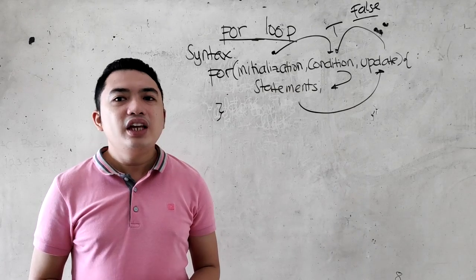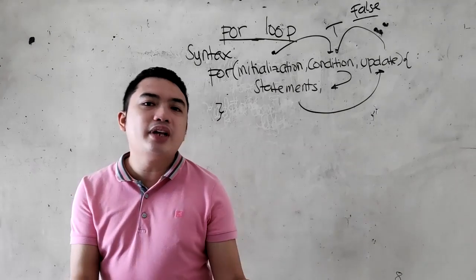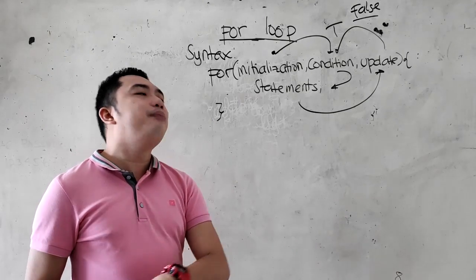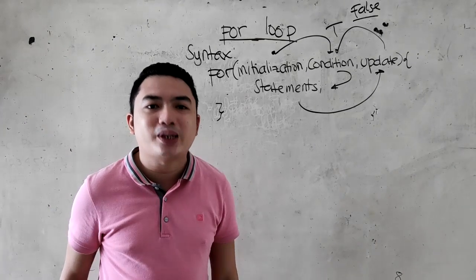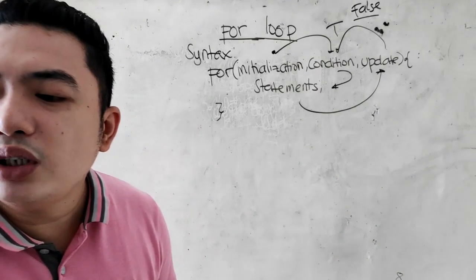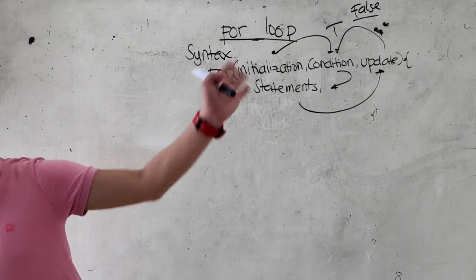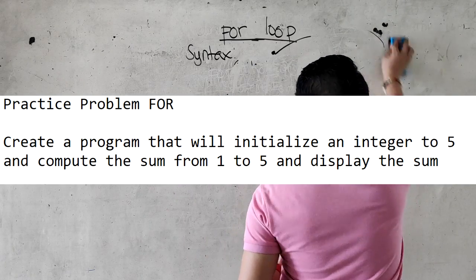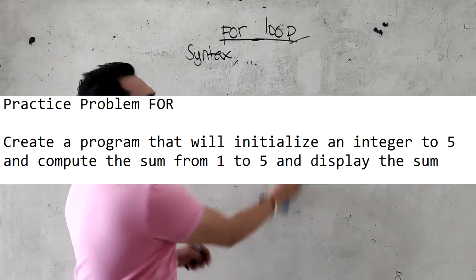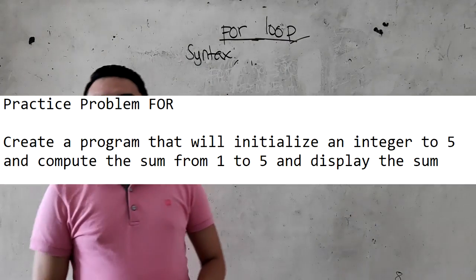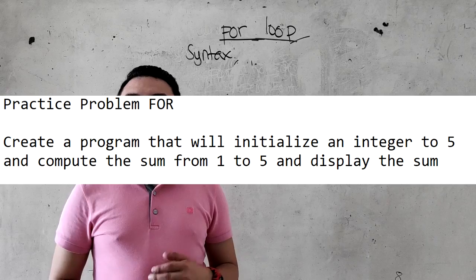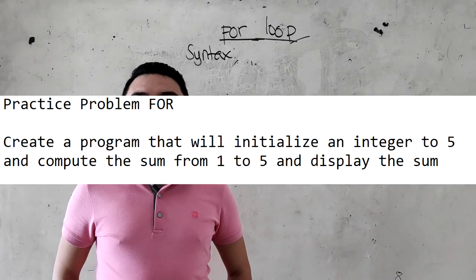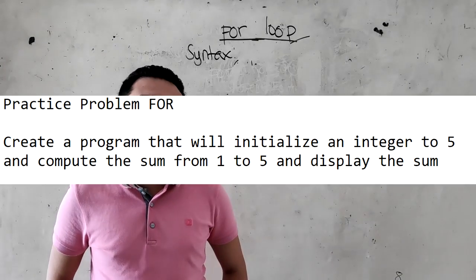So let's have a practice problem. Let's create a code snippet and trace the output for our practice problem. I will show you here on the screen the practice problem for our for loop. Create a program that will initialize an integer to 5, compute the sum from 1 to 5, and then display the sum.